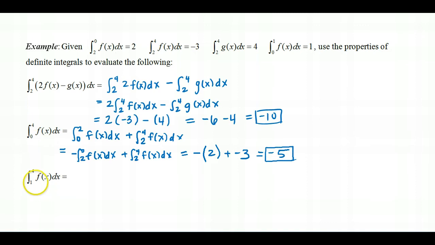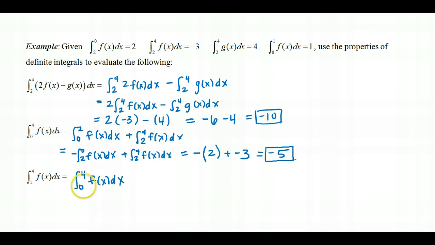Now the last one, the integral from 1 to 4 of f of x dx. What I want to do here is use a clever manipulation of the last property. I want to find the integral from 1 to 4. I know the integral from 0 to 4 of f of x dx. I know exactly what that is. I found it in the previous problem. The integral from 0 to 4 of f of x dx is -5.